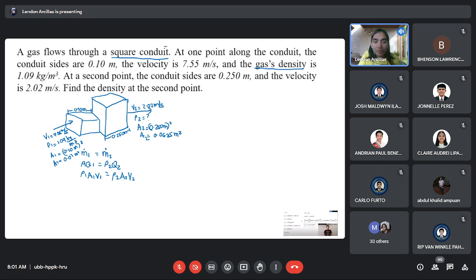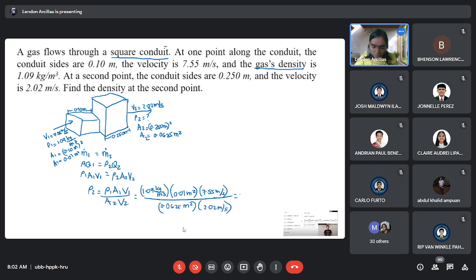So yun. We need to find the density 2. So density 2 is equal to the density 1 times area 1 times velocity 1 over the area 2 times the velocity 2. So density 1 is equal to 1.09 kilogram per cubic meter. Area 1 is 0.01 meters squared. Velocity 1 is 7.55 meters per second. Area 2 is 0.0625 meters squared. And velocity 2 is 2.02 meters per second. Yan, makukuha na natin yung density. Density is 0.652 kilogram per cubic meter.